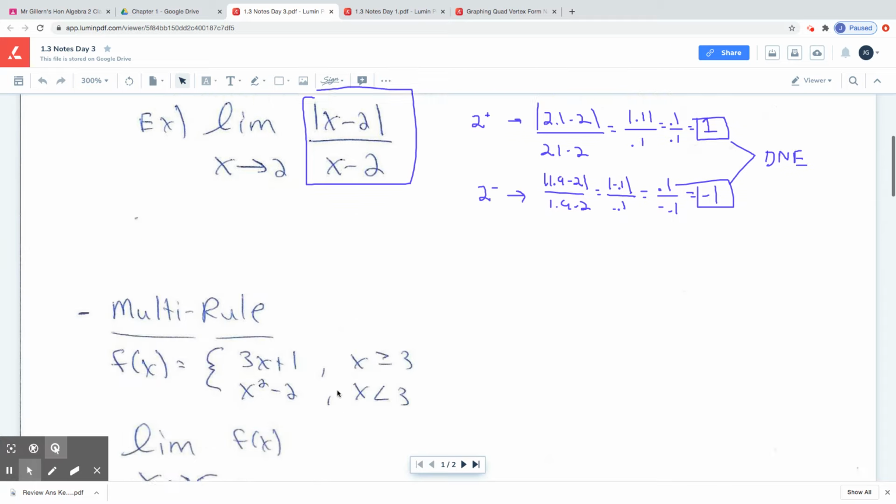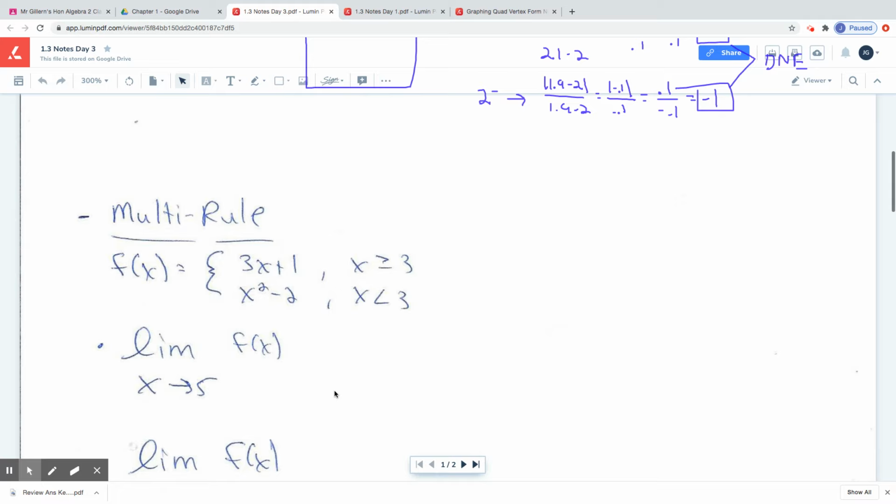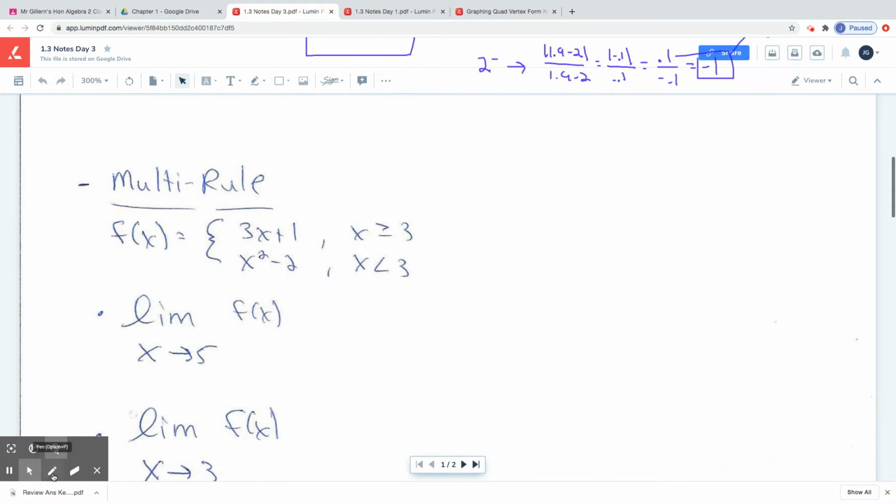All right. Now, we did one the first day of a multi-rule function. And it was similar to this first example where x is approaching 5. So we look here and we are going to plug into this equation because 5 is greater than 3. All right. So I do 3 times 5 plus 1. I get 15 plus 1. The answer is 16. So if it was anything less than 3, you would plug in here.